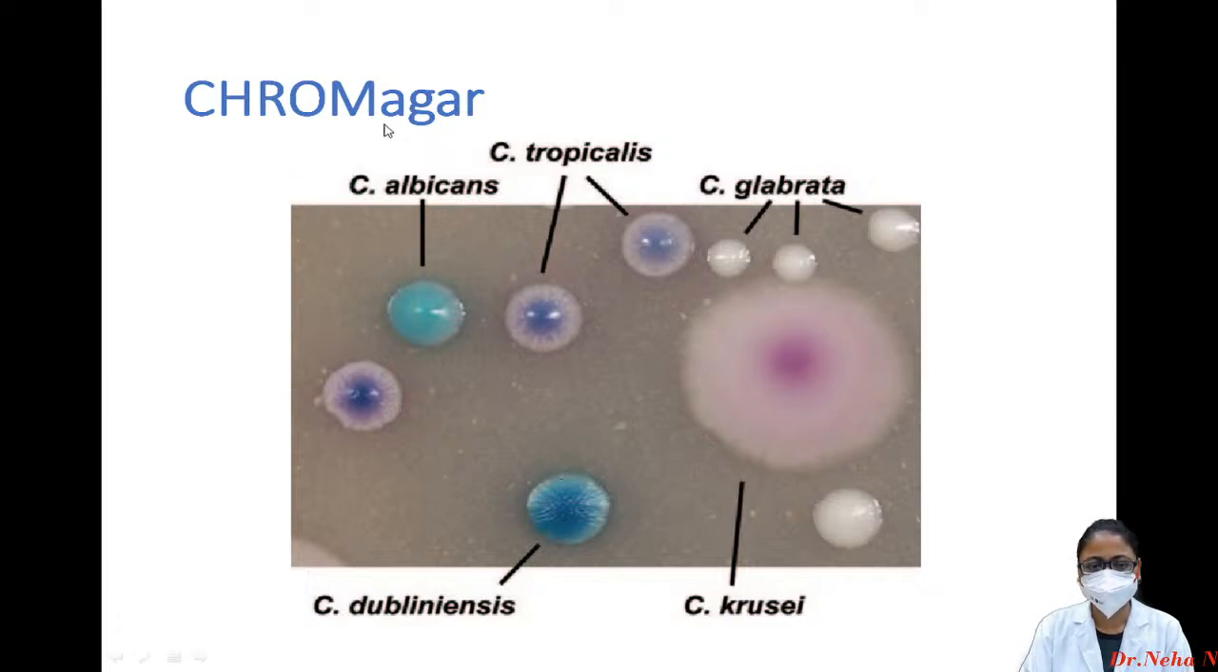Now this is the chrome agar. In chrome agar, we can directly detect the species based on the color. So Candida albicans gives a greenish color, light to medium green, and Candida tropicalis will have a steel blue color. Candida dubliniensis is similar to Candida albicans, but the color is a little darker. Candida krusei will have a fluffy rose pink colored growth. And Candida glabrata here is colorless.